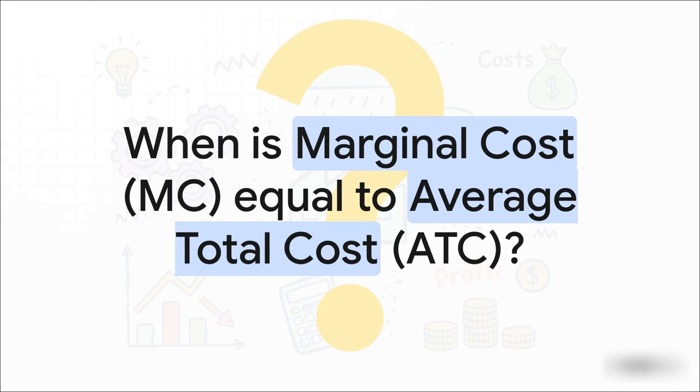All right, let's lock in that key relationship with a quick quiz. Based on what we've just seen, at what exact point on the graph is marginal cost exactly equal to average total cost? Well, the answer is the key to efficiency. It happens at one and only one point, the very bottom, the minimum point of that U-shaped average total cost curve. This point is so important it has a name, the firm's efficient scale of production.